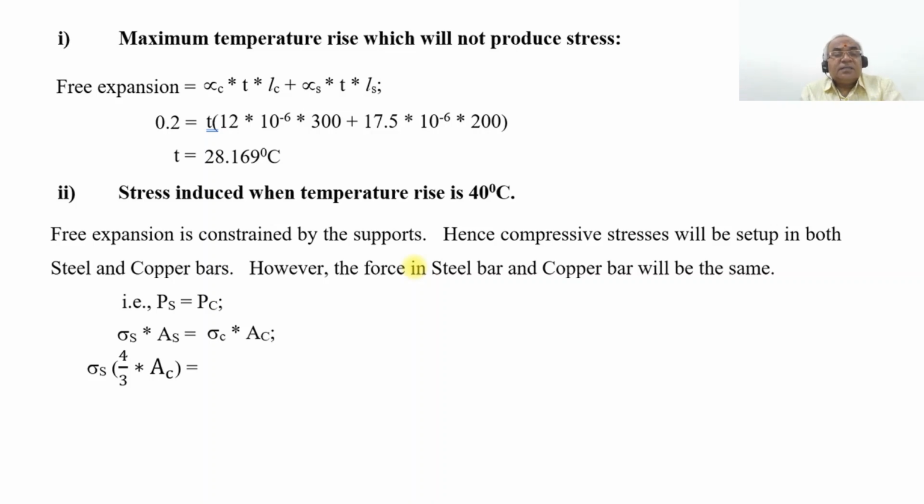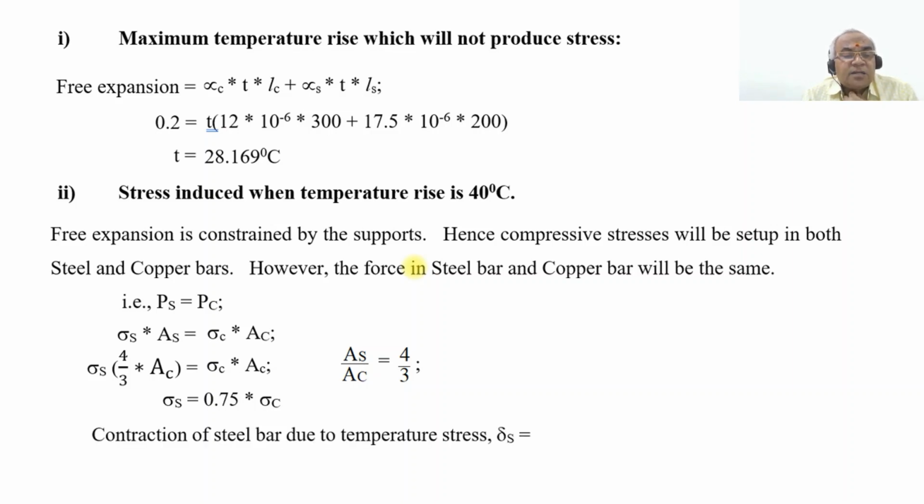So what is sigma S? Sigma S into AS, what is AS? AS by AC is equal to 4 by 3. So that is 4 by 3 into AC will be equal to sigma C into AC. So on simplification, AS by AC will be equal to 4 by 3. Therefore, sigma S will be equal to 0.75 into sigma C.